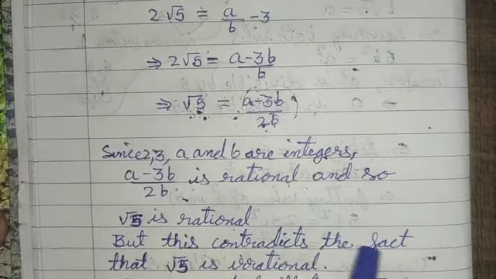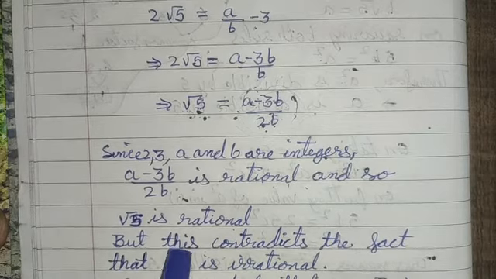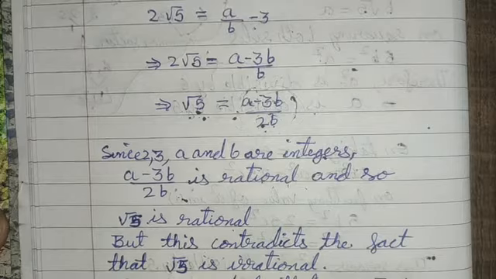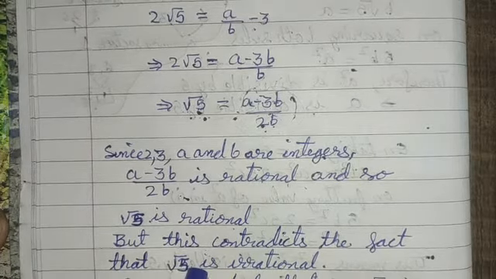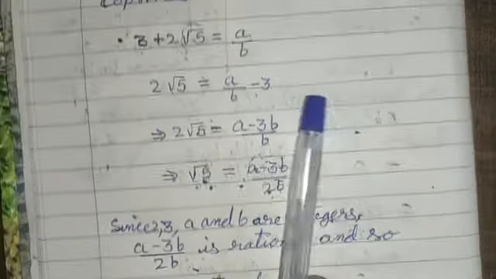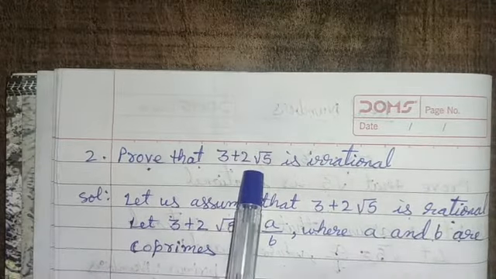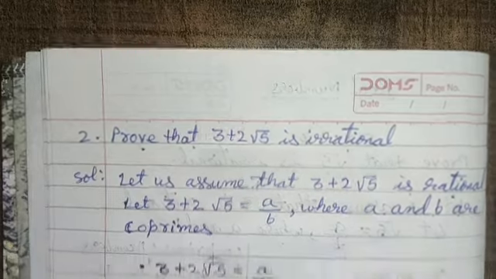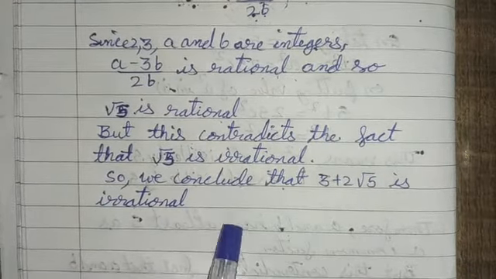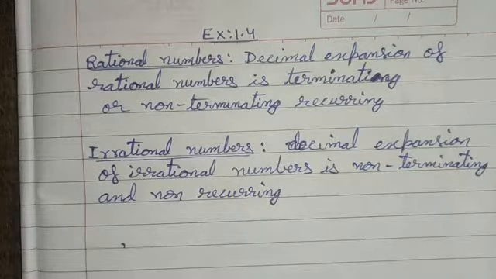But this contradicts the fact that root 5 is irrational. We know that root 5 is irrational, as we have done in question number first. So root 5 is irrational. That means our assumption that 3 plus 2 root 5 is rational is incorrect, and we can say that 3 plus 2 root 5 is an irrational number.